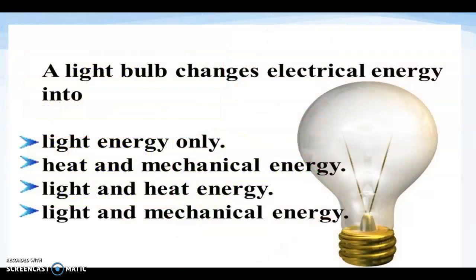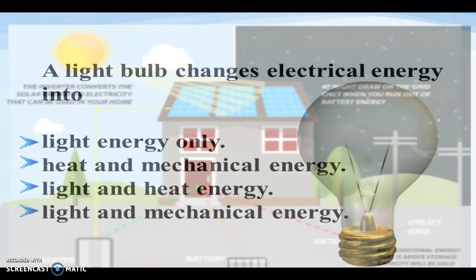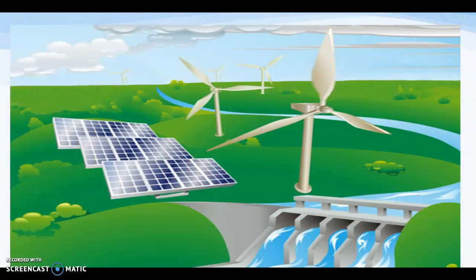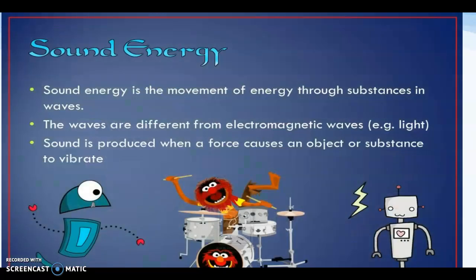You can also use the energy coming from the sun, the solar energy, and store it in the solar panels, and use it in producing electricity. Also, we have other natural sources of energy, like water and wind, and we can use them in producing electricity. Sound energy. It is produced when sound waves move outward from a sound source like a radio. So the radio uses electrical energy to produce sound energy.